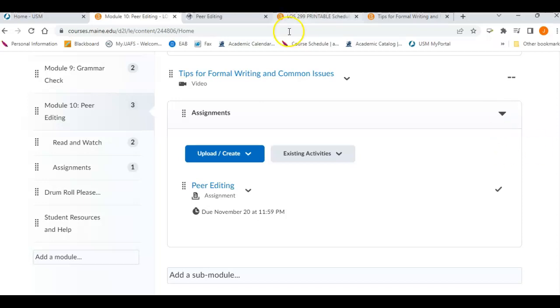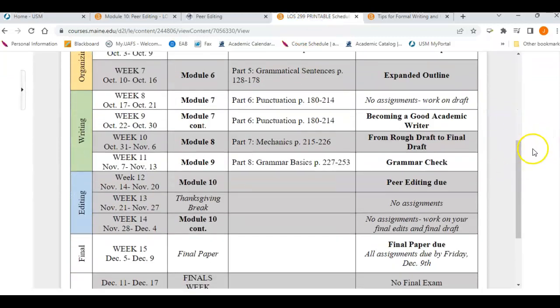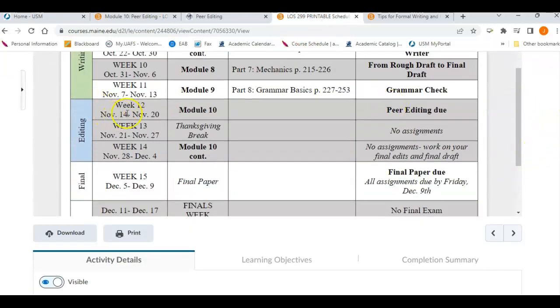And then finally, I just wanted to show you guys the schedule, to see where we stand. This week is your peer editing, so that is due at the end of the week. Make sure that's due by Sunday at midnight. That is going to give you all of Thanksgiving break and all of the week after Thanksgiving break, week 14, to work on those peer edits and the final edits for your draft.